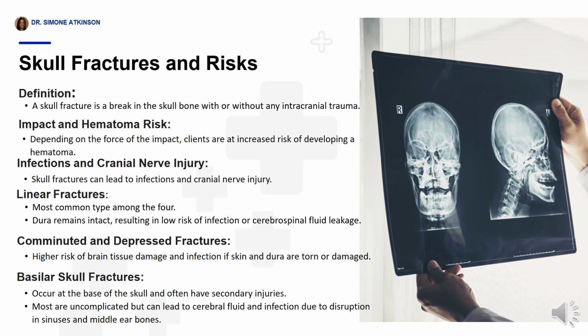Because the dura remains intact, this type of fracture places a client at very low risk of infection or cerebrospinal fluid leakage. Now, comminuted and depressed skull fractures have higher risk of brain tissue damage and infection, especially if the skin and the dura is torn or damaged. Finally, basilar skull fractures occur at the base of the skull, and they typically have secondary injuries. Now, most of the basilar fractures are uncomplicated. However, cerebrospinal fluid leakage and infection can result due to disruption in the sinuses and the middle ear bones.